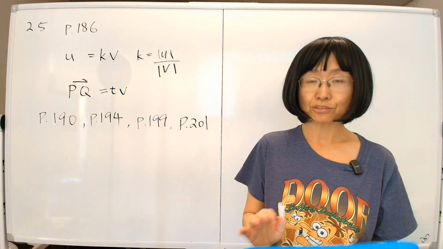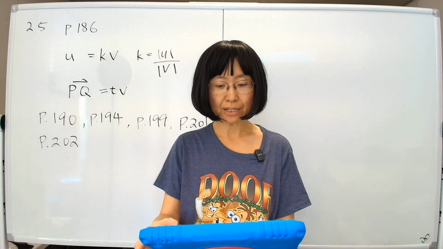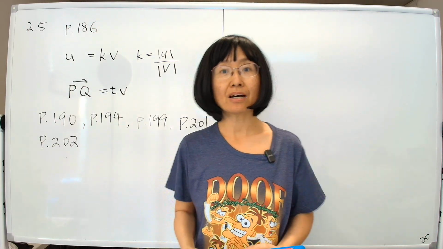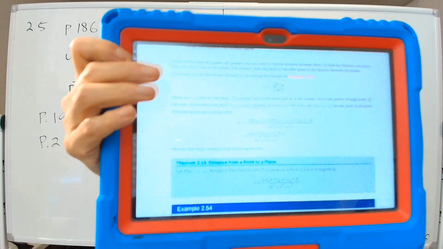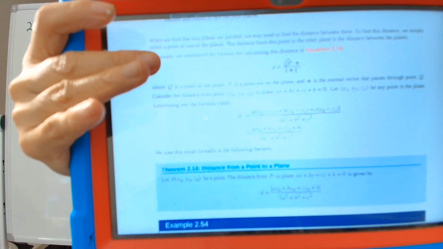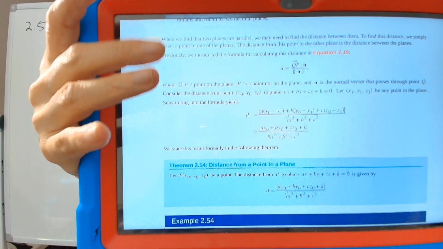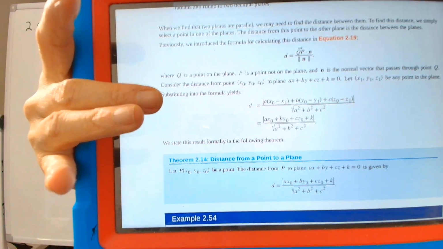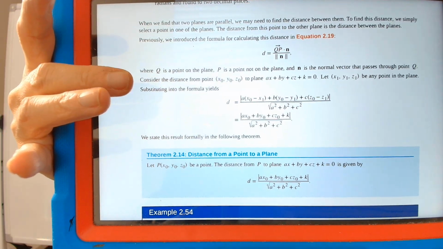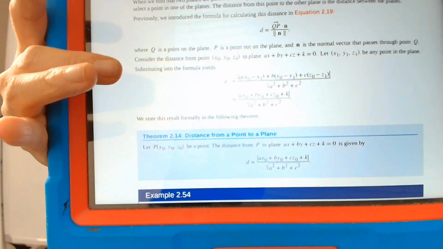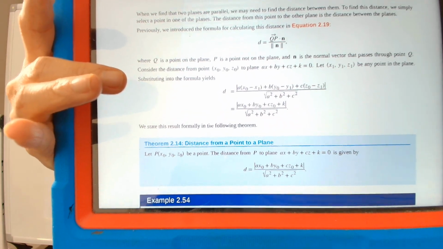So please do example 2.53 as part of your homework. Next, let's look at page 202. We have previously talked about the distance between a point and a plane, and the distance we gave was this formula right here. There's a way to shorten it slightly. We put all those points into the formula, where P is the point on the plane, and Q is x1.